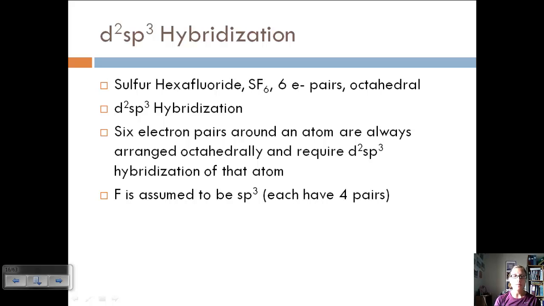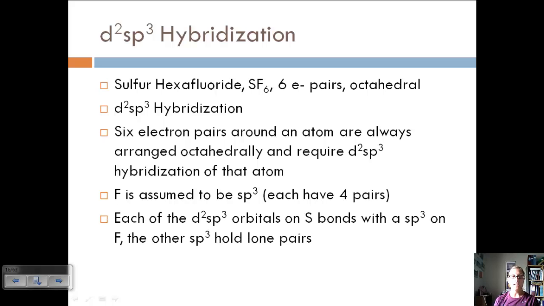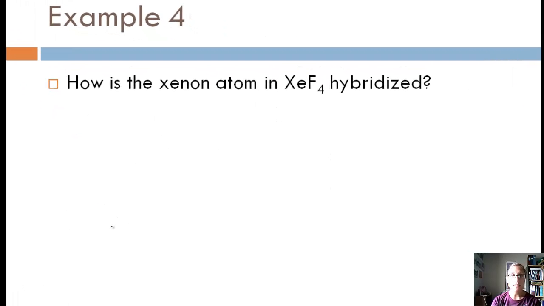The fluorines that are around the sulfur are going to each have 4 bonding sites, and so they would be sp3 hybridized. And then each of the d2sp3 orbitals on the sulfur, because it has 6 bonding sites, are going to bond with the sp3 orbitals on the fluorine. And then the other sp3 orbitals on the fluorine will hold lone pairs. So let's look at an example of that, because this gets kind of crazy.